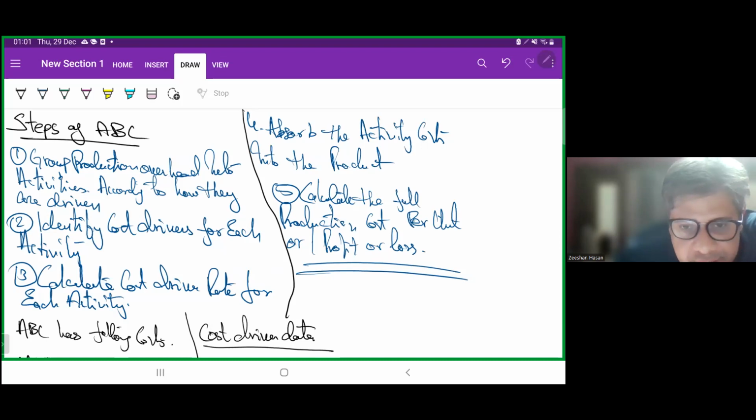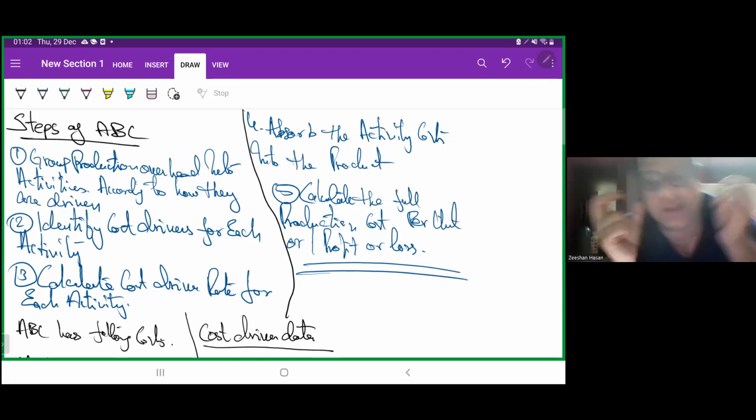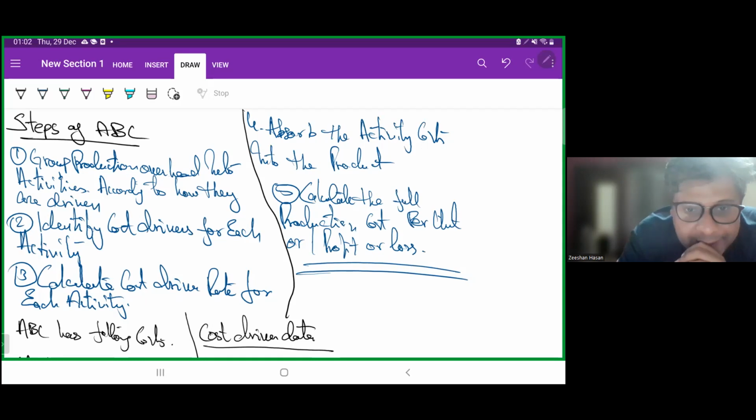Number two, identify cost drivers for each activity. That is what causes this activity cost to be incurred. A cost driver is a factor that influences or drives the level of cost. Step three, calculate a cost driver rate for each activity. The cost driver rate is calculated in the same way as the absorption costing overhead absorption rate. However, a separate cost driver rate will be calculated for each activity by taking the activity cost and dividing by the total cost driver volume.